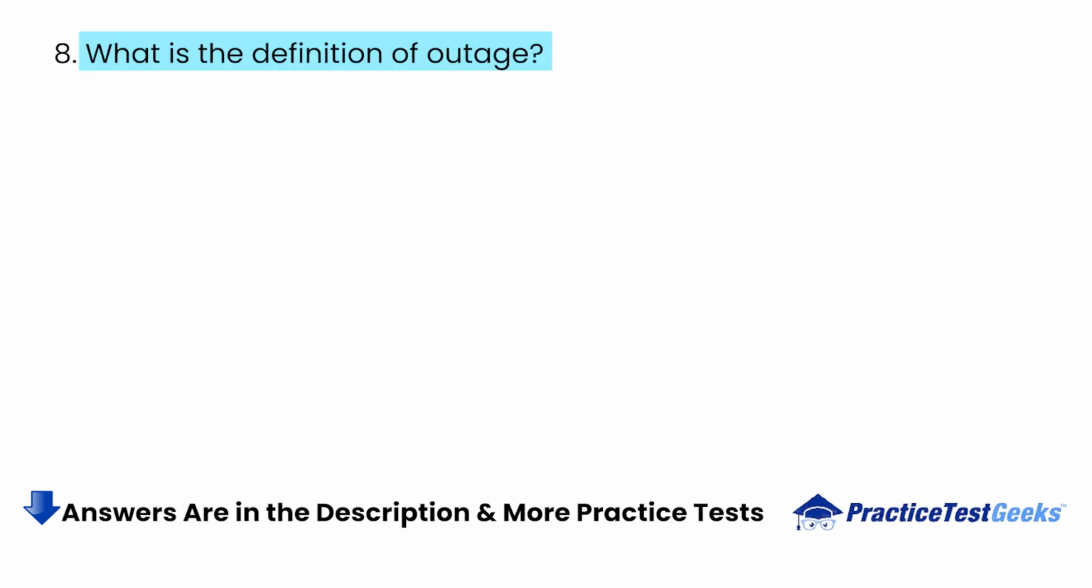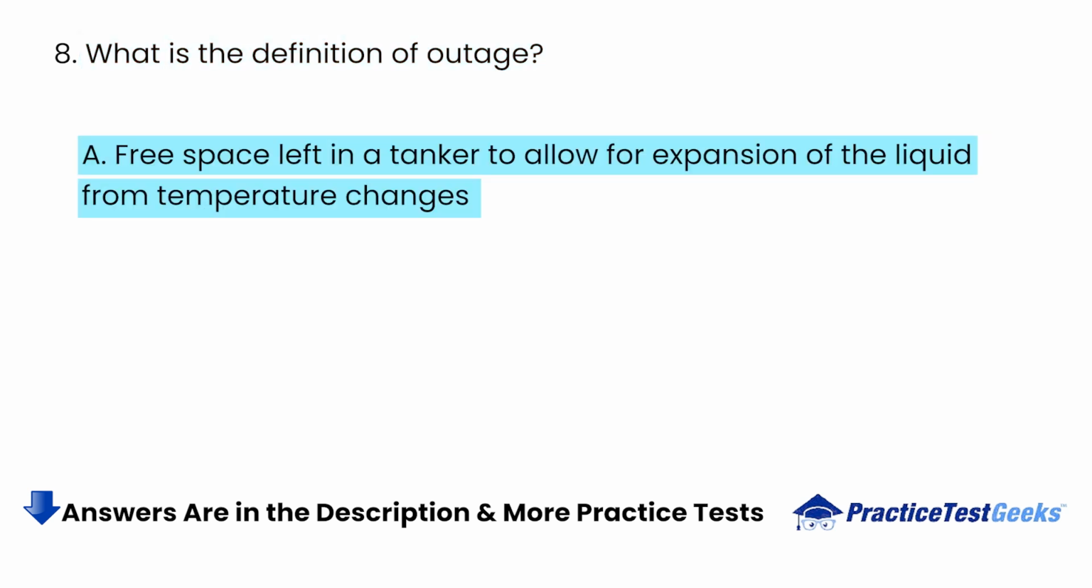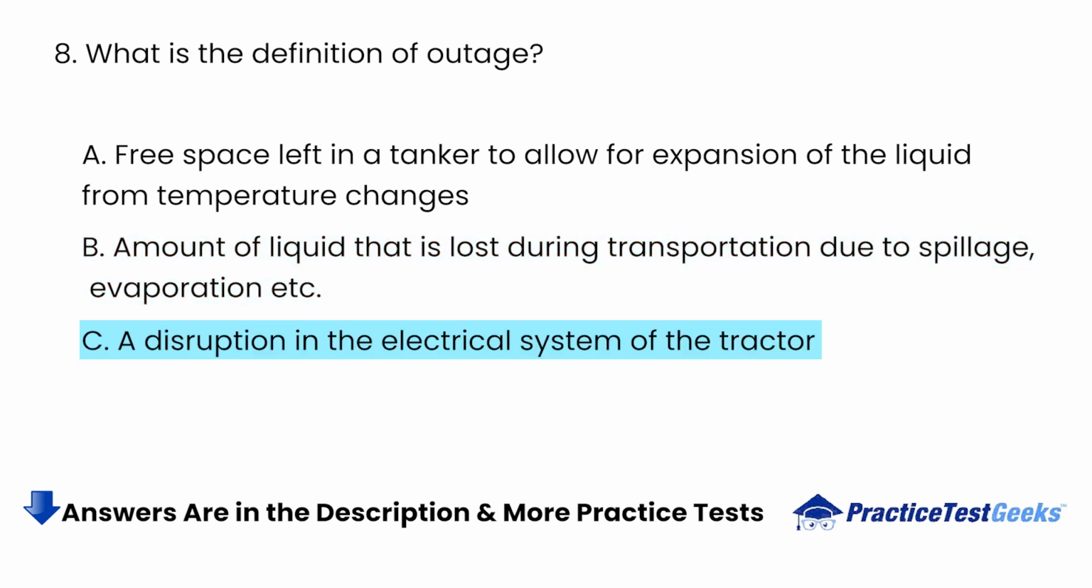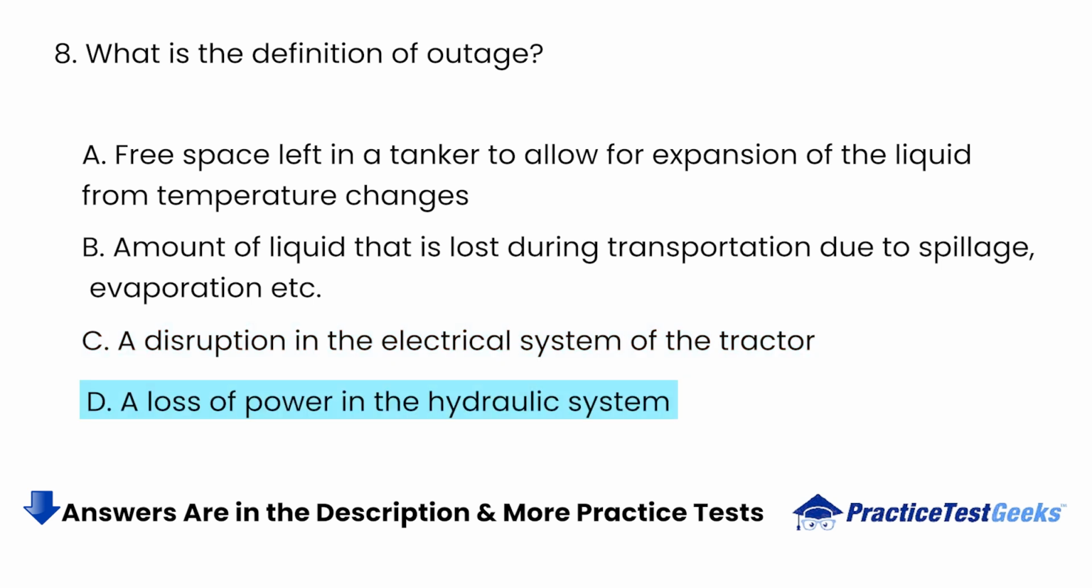What is the definition of outage? A. Free space left in a tanker to allow for expansion of the liquid from temperature changes. B. Amount of liquid that is lost during transportation due to spillage, evaporation, etc. C. A disruption in the electrical system of the tractor. D. A loss of power in the hydraulic system.